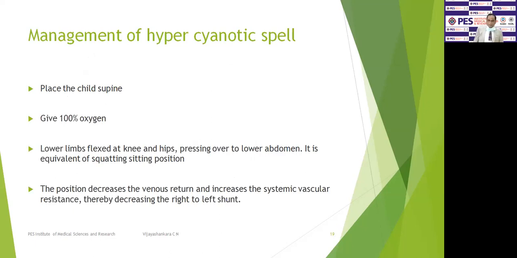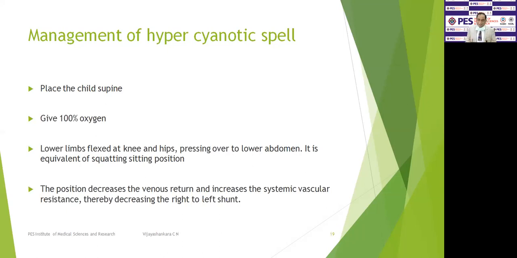The management of hypercyanotic spell is to place the child supine or sometimes even on the abdomen, and give 100% oxygen. Whether it really helps, we are not very sure about it, but give 100% oxygen. And then, in the lying posture or when the child is prone on his abdomen, you have to put the child in the squatting position. That is, hip is flexed, knee is flexed, and hold him in that position for some time.